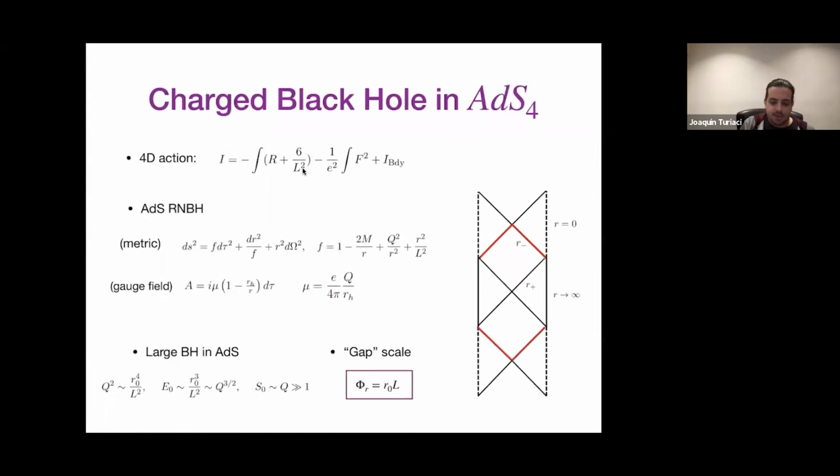So we look at Einstein-Maxwell. We have an Einstein term, and a cosmological constant with AdS radius L. This is the Reissner-Nordström black hole in 4D, an electrically charged black hole with a chemical potential mu related to the charge Q. At extremality, we'll call the horizon size RH. It's easier to consider a large black hole in AdS where one can make some approximations. Here the gap scale is extracted again from this thermodynamic behavior near extremality, and it's related to the AdS4 radius and the size of the horizon in this way.